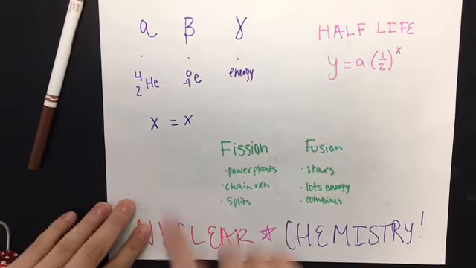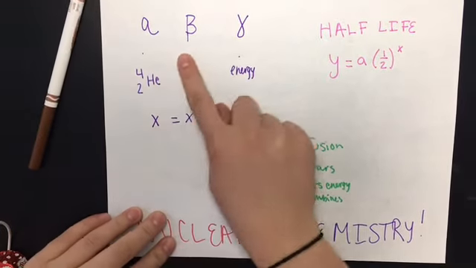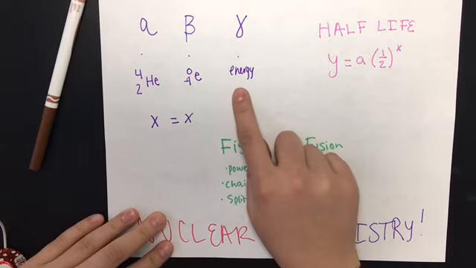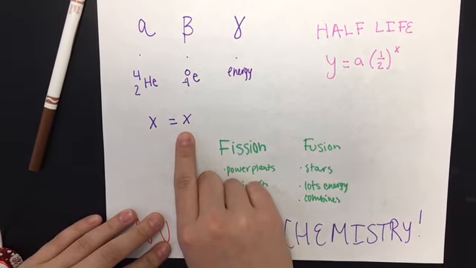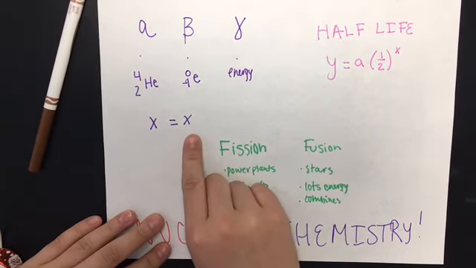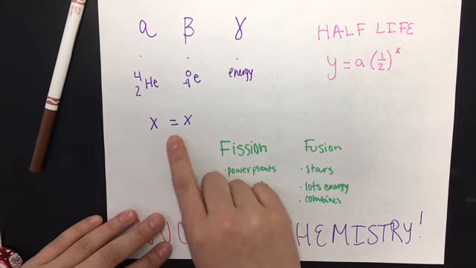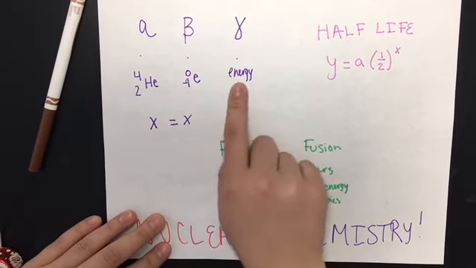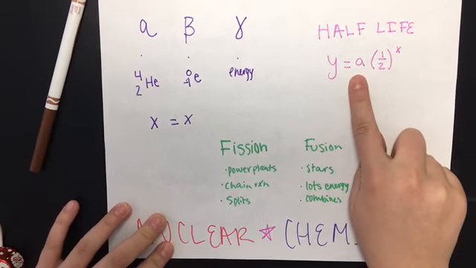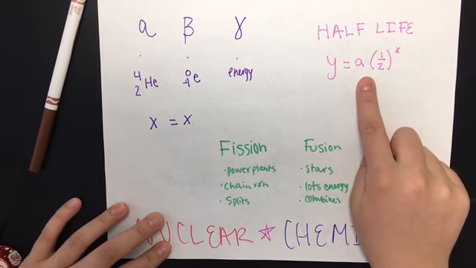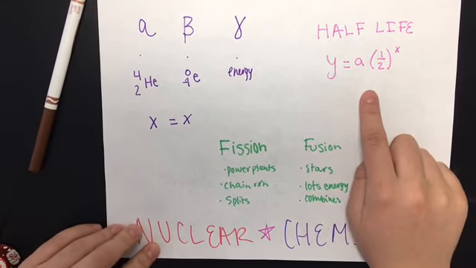Now let's review. Remember we learned about alpha, beta, and gamma, and how this has the least amount of energy and this has the most. And remember that the equations have to be equal. X equals X. Make sure that both sides of the reaction are equal, especially with these alpha particles. We learned about half-life and how y equals a(1/2)^x, final amount, starting amount, and remember that you can also use logic just to find your answer.